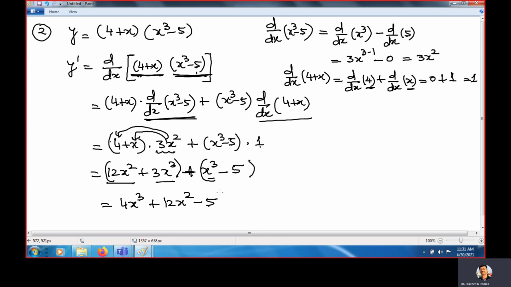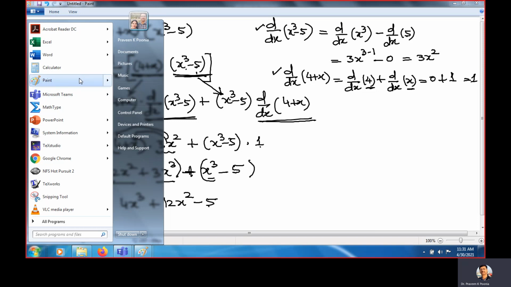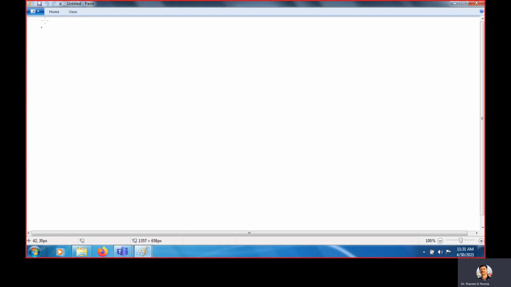Class. So the process is very, very easy. We are differentiating once keeping the first same, then differential of the second, and then keeping the second same, differential of the first. Clear? And this type of differentiation we have already studied in the previous slide. Okay, so example number 3, we will take some more examples.